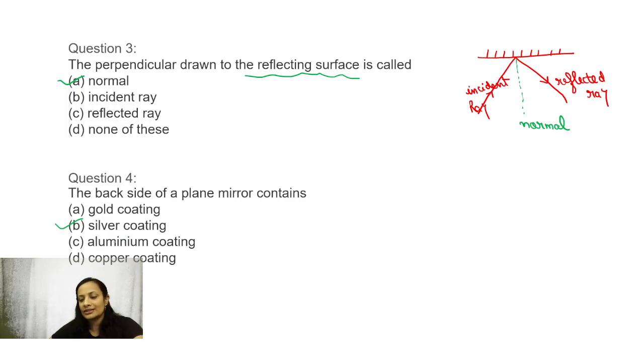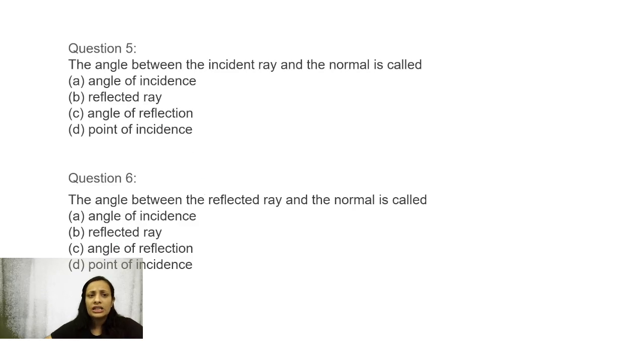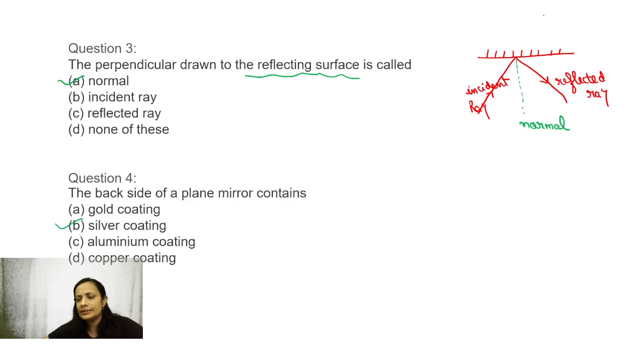Now let's move toward the next question. The angle between the incident ray and the normal is called. So see, here is the diagram. They are asking the angle between this incident ray, I, since incident ray starts with I. So that's why this angle is known as I. Most of the time we denote this angle by I, because of that incident ray.